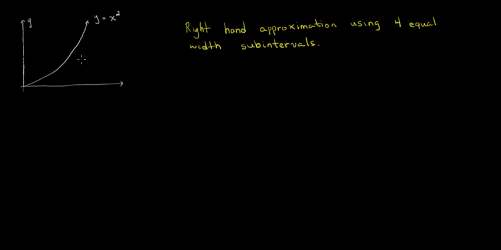Alright, so in the previous video we calculated the left-hand sum using four equal width intervals. In this video we're going to do the same thing, but we're going to do the right-hand sum. So let's just jump right into it. And I want to go again from 0 all the way to when x is equal to 1. So I'm looking again at this region right here, and we're going to be doing this using four right-hand approximations.